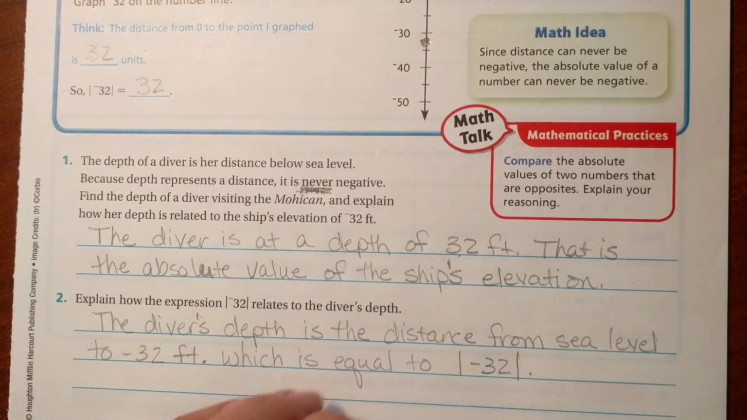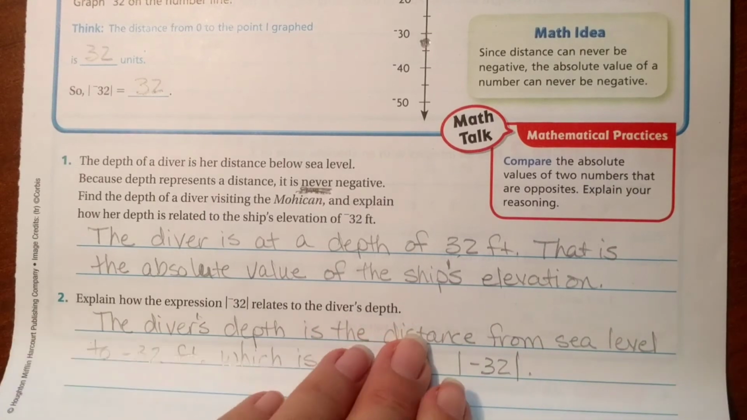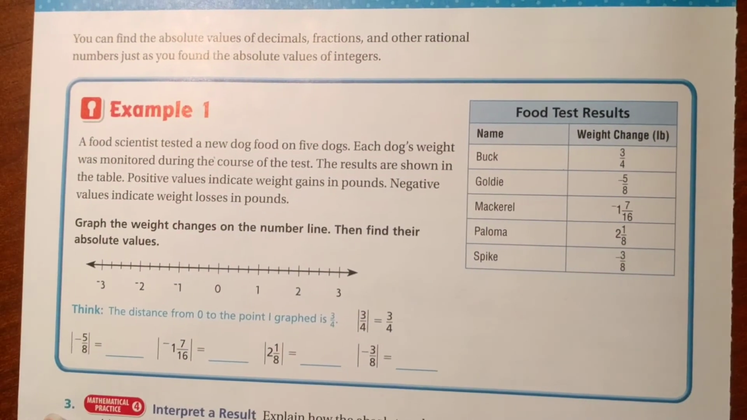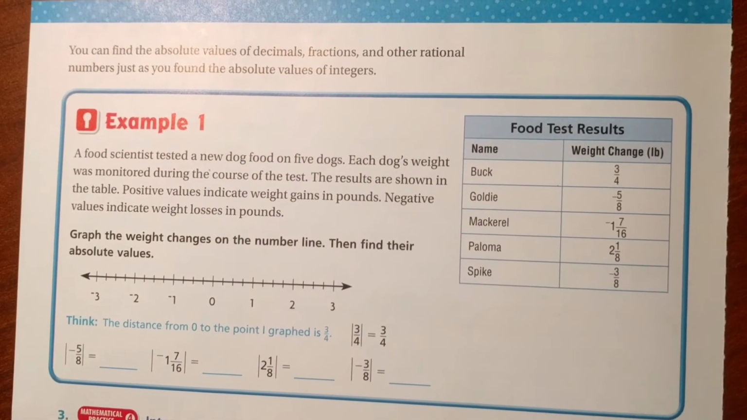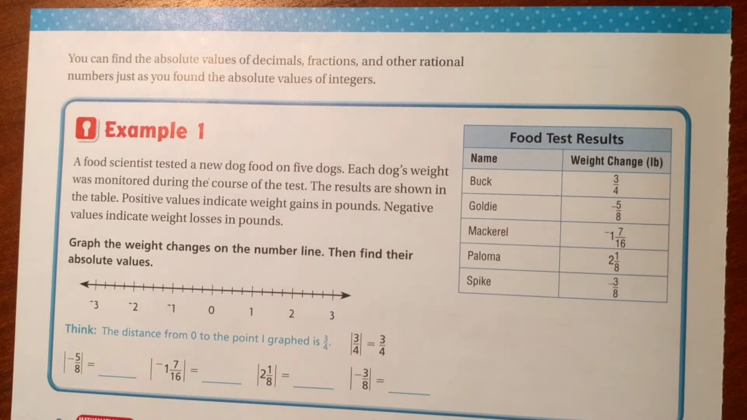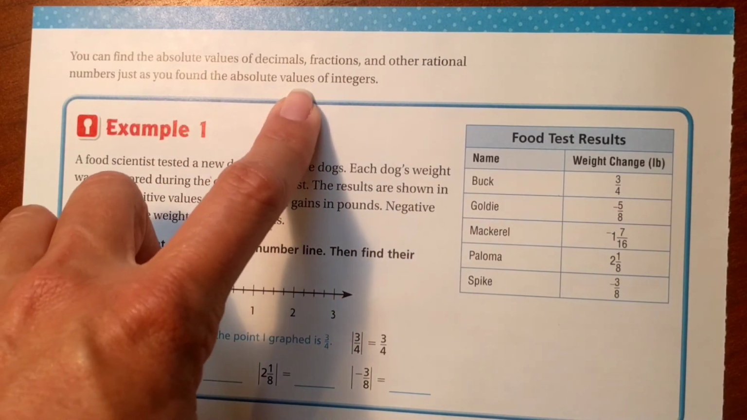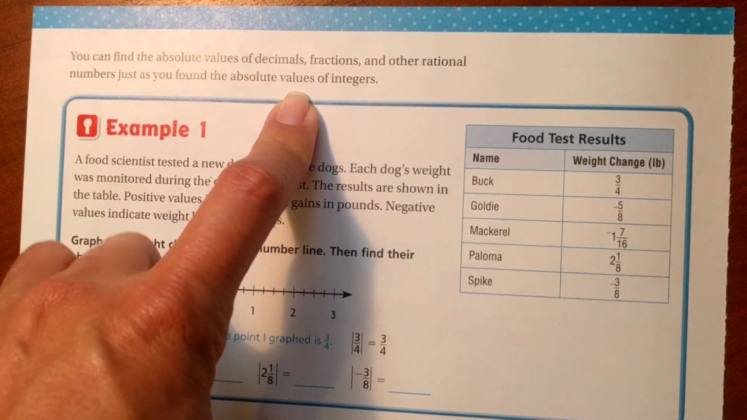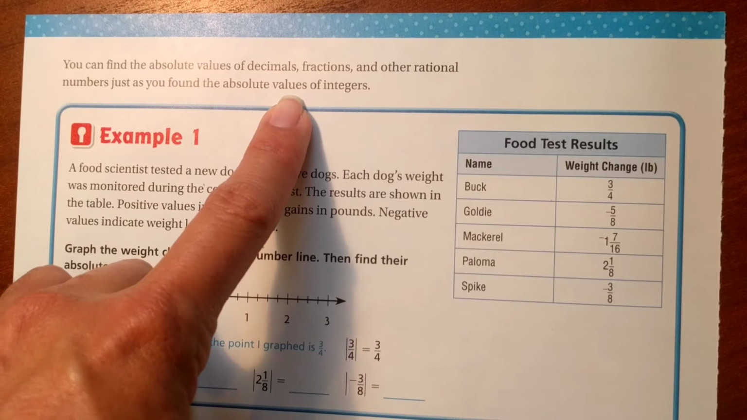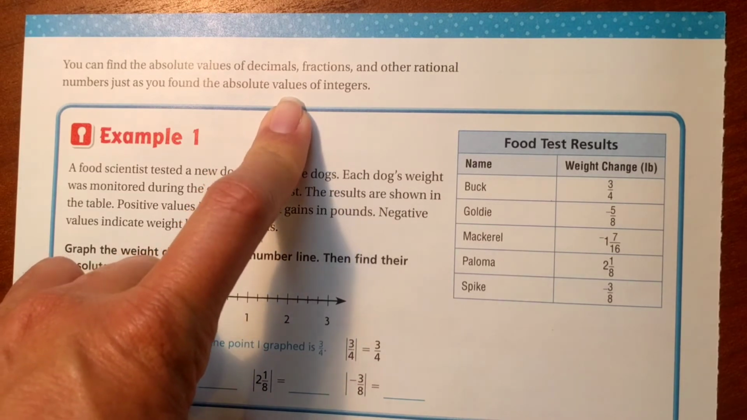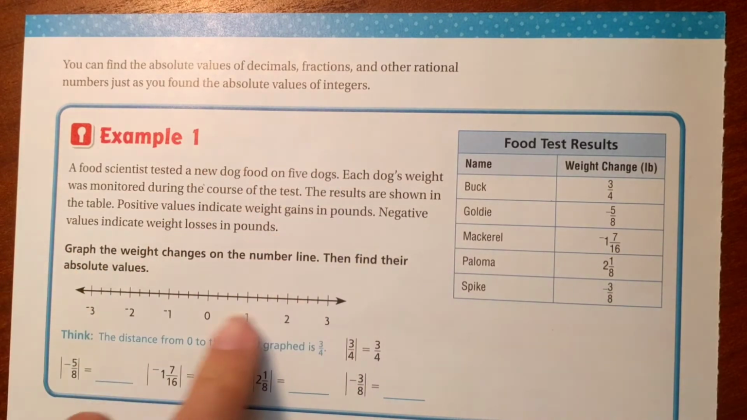Distance is always positive. That's the one thing that I've been teaching this lesson for years, and we forget sometimes. We think it might be the opposite, but it's not. It's always positive. Okay, here we go. You can find the absolute values of decimals, fractions, and other rational numbers just as you found the absolute value of integers. Absolute value can be any number, rational or integers. It's just always positive.